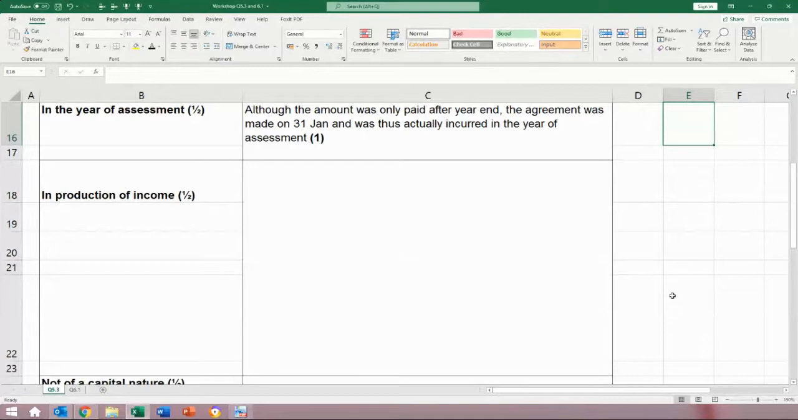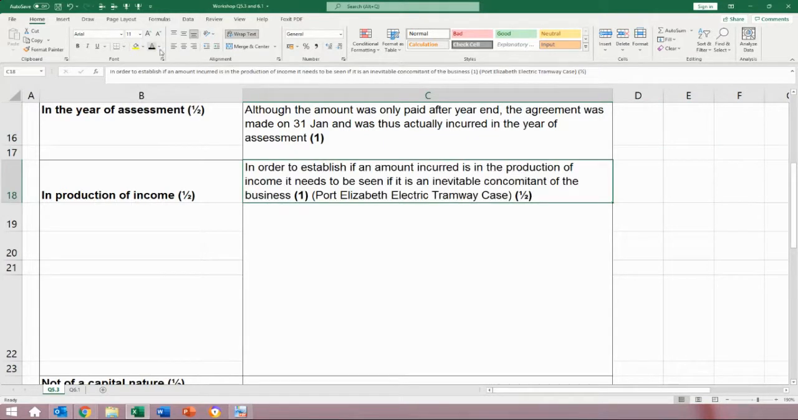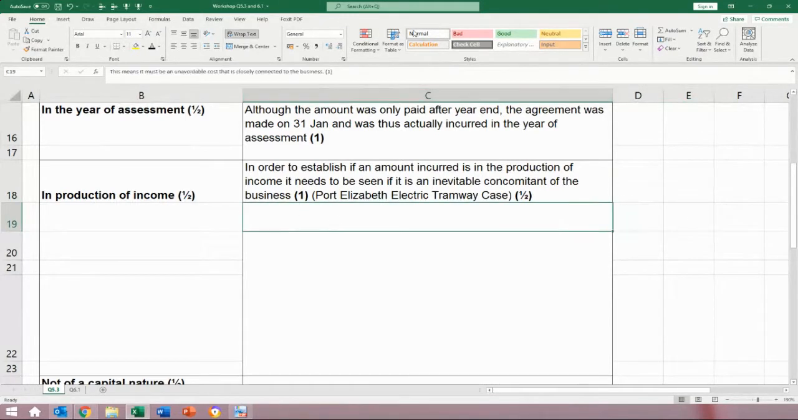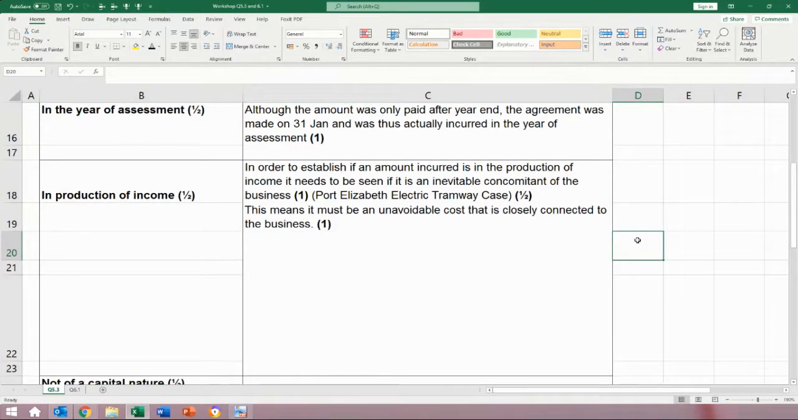It needs to be inevitable, concomitant, and closely related to your business. Okay, so that is the first thing that you need to state, is the fact that it is part of the business. Secondly, that it is an unavoidable cost that is closely related. But now the question is, was the cost actually an unavoidable cost that is closely related to the business?